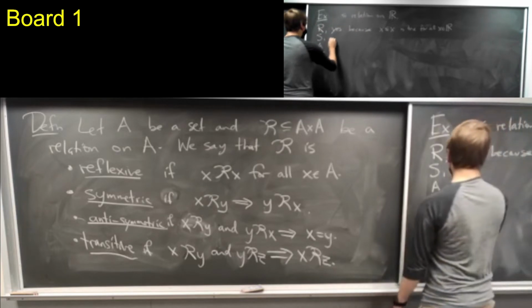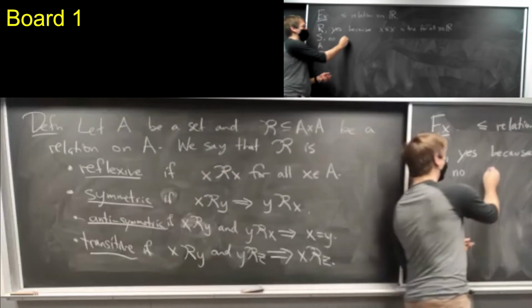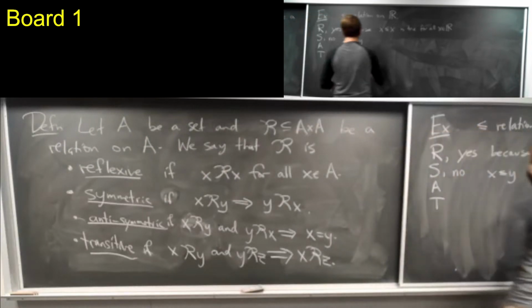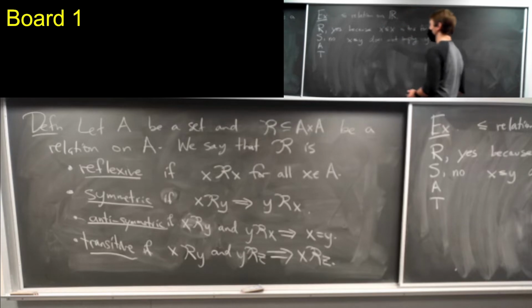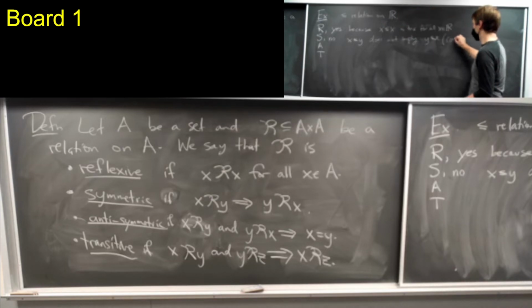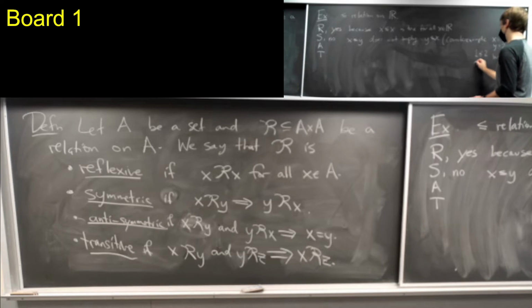The answer is no, because if X is less than or equal to Y, that does not imply that Y is less than or equal to X. Here's a counterexample: take X equals 1 and Y equals 2. 1 is less than or equal to 2, so this is true, but 2 is not less than or equal to 1. Symmetric means I can switch X and Y and it's still true.